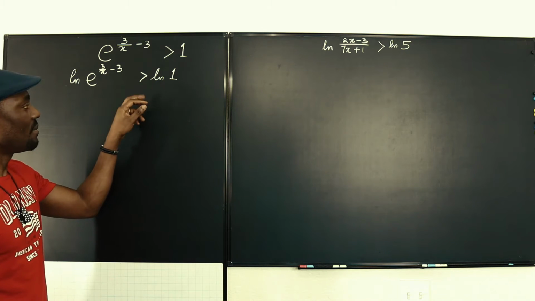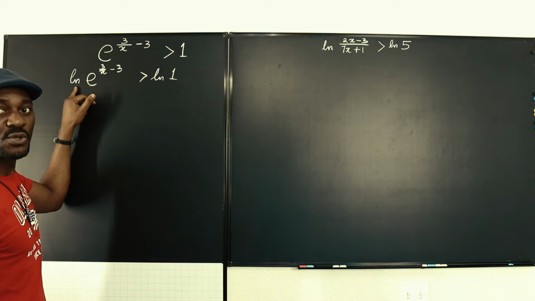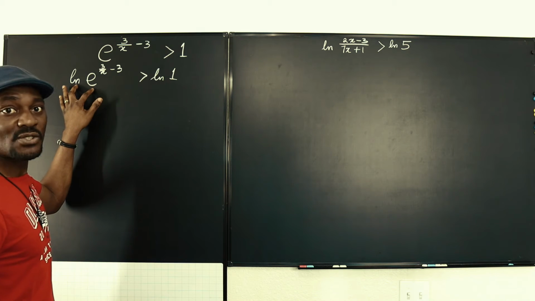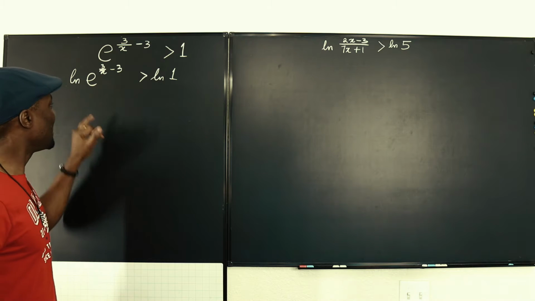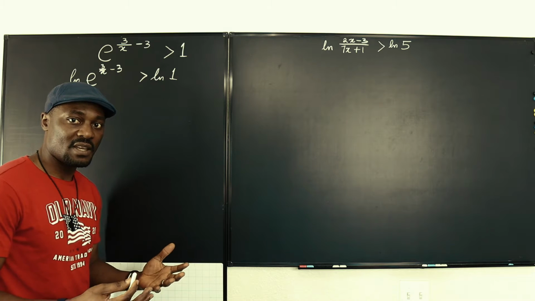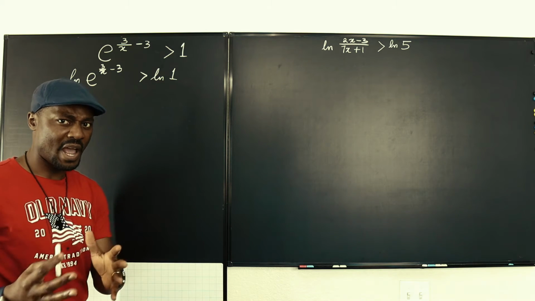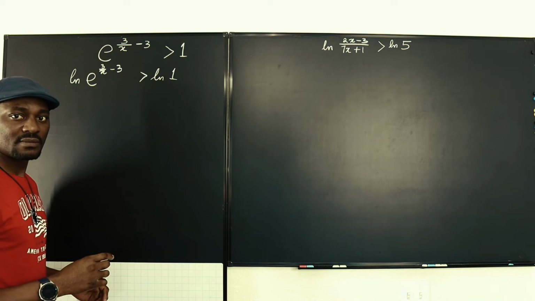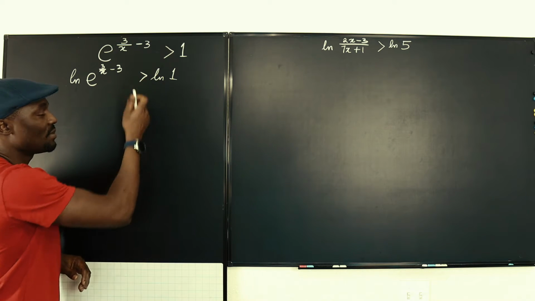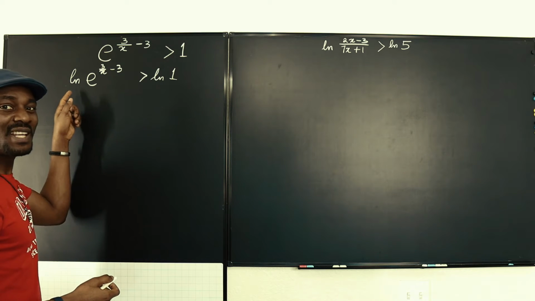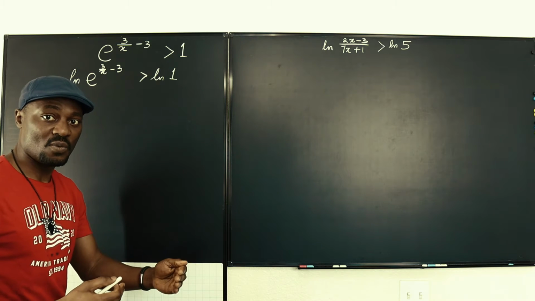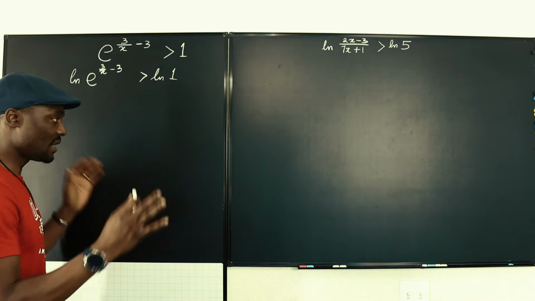But I want to make a comment here. Because you're taking a natural log, remember that the base of a natural log is e. That's why these two will cancel out at this point. But let's say the base was not e. Let's say the base was a fraction. Any value that is less than 1, the sign will change. You can watch other videos to see why that happens. This sign has to be reversed and this will become a less than. But because e is a value greater than 1, the sign is going to remain. So let's just move on.